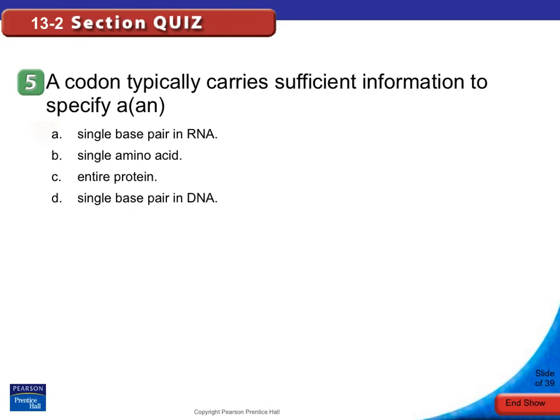Alright, and to wrap up, I have one more question to ask. A codon typically carries sufficient information to specify a or an, and then decide what it is. And be ready to talk about this in class tomorrow.